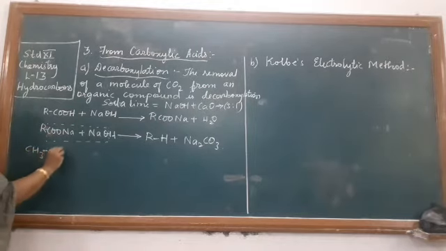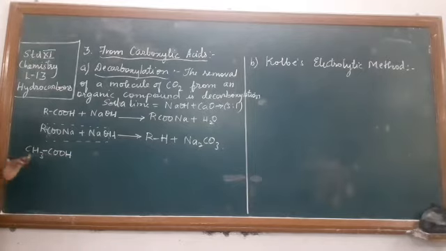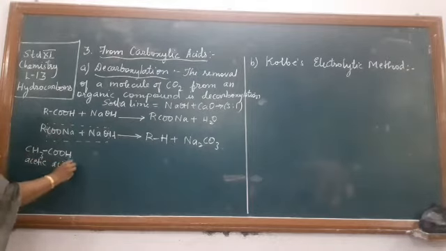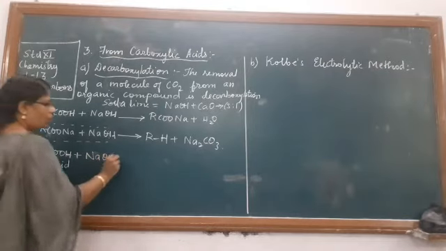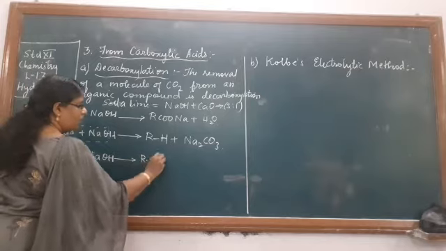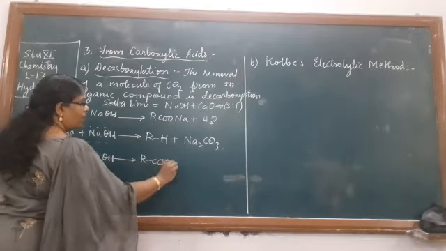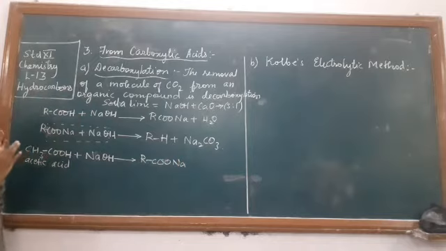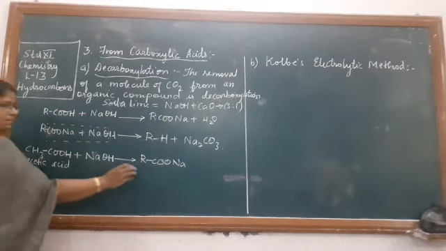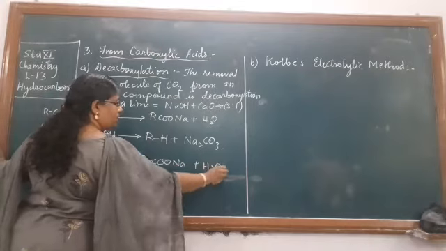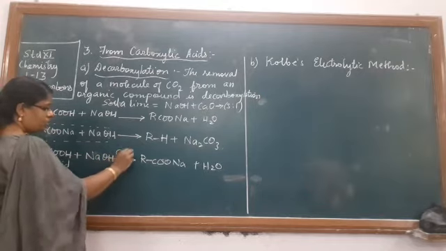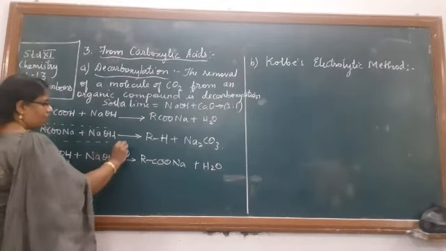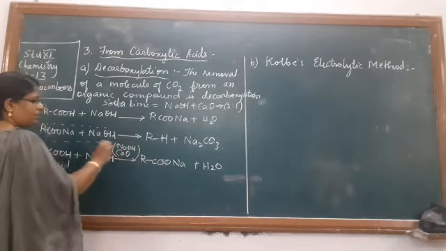Let me take CH3COOH. This is your acetic acid. The name of this acid is acetic acid. When you treat this acetic acid with NaOH, what do you get? We first get the salt, RCOONa. This is an acid, this is a base, and with them you get the salt and water. Now here this is a mixture of NaOH and CaO, which we call soda lime. This mixture you are taking.